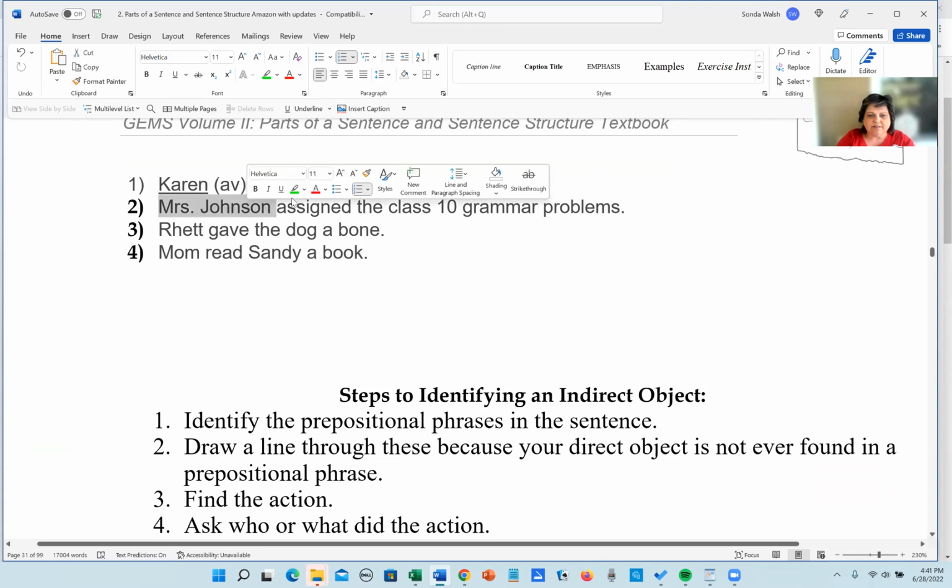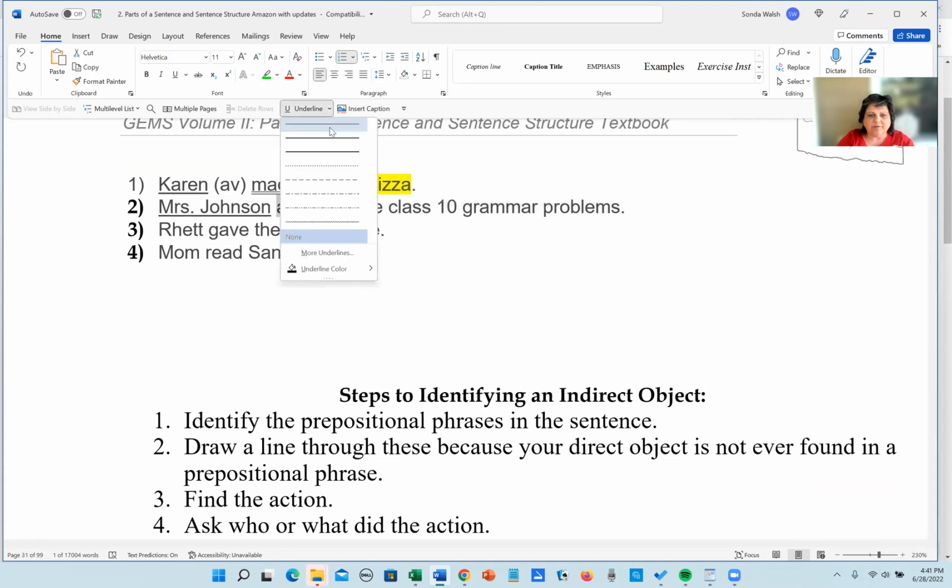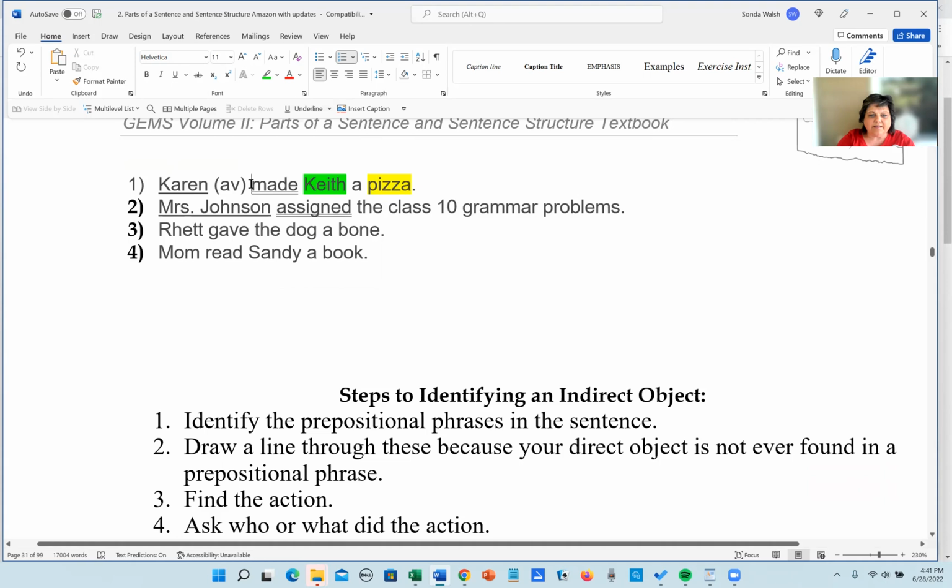Identify your subject. Mrs. Johnson is a subject. Assigned is the verb. Identify the type of verb. It's going to be an action verb. Then you ask your questions. Mrs. Johnson assigned what?